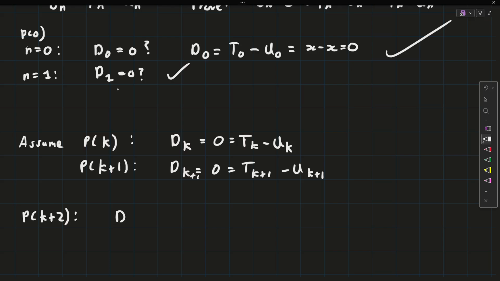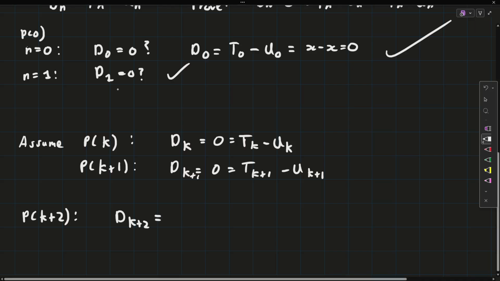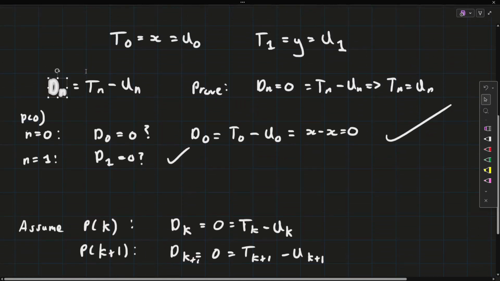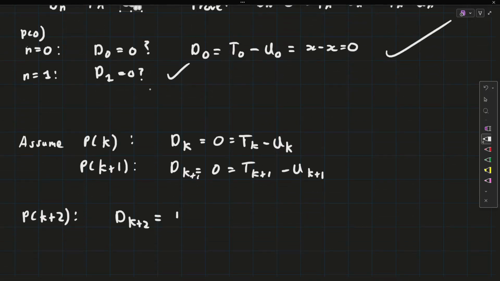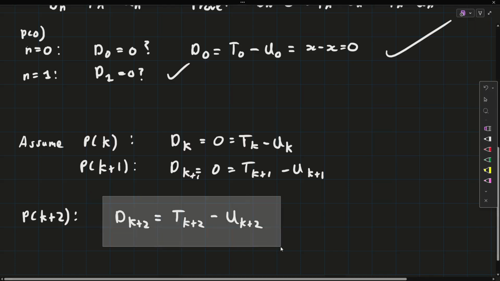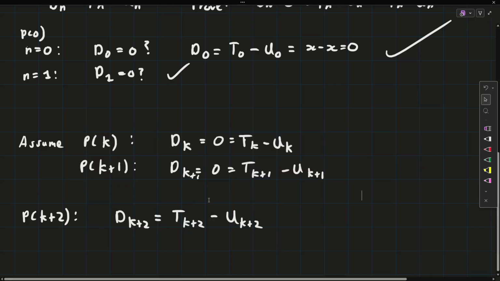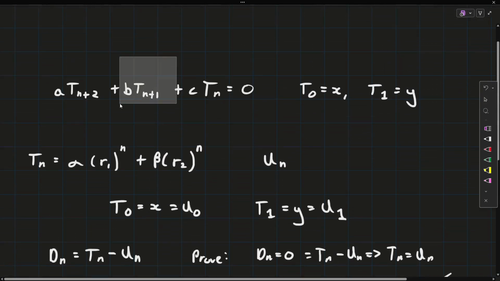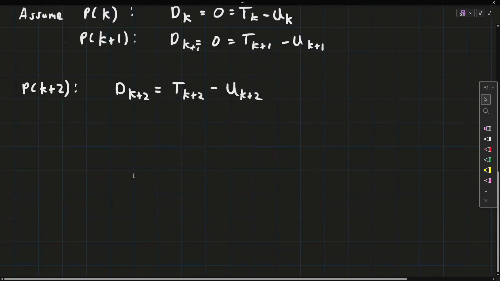Well, for p of k plus 2, it would be that d sub k plus 2 is equal to, well, we're hoping to prove that it's equal to 0, but we don't know that yet. However, we do know that d sub n is equal to t sub n minus u sub n. So we do know that this is equal to t sub k plus 2 minus u sub k plus 2. That's a fact. And we need to try to prove that this is equal to 0 using these two assumptions. So for t sub k plus 2, we might want to write that in terms of the two previous terms, because we can do that.